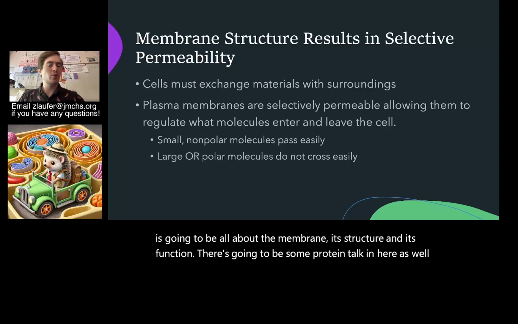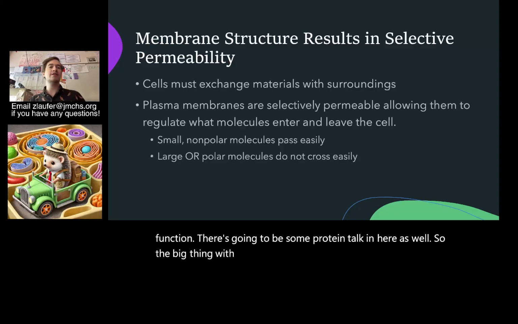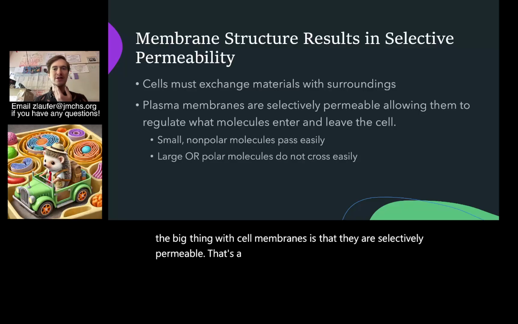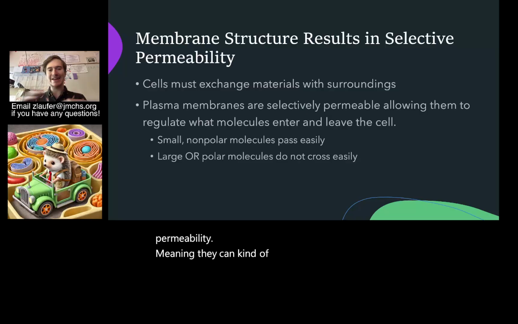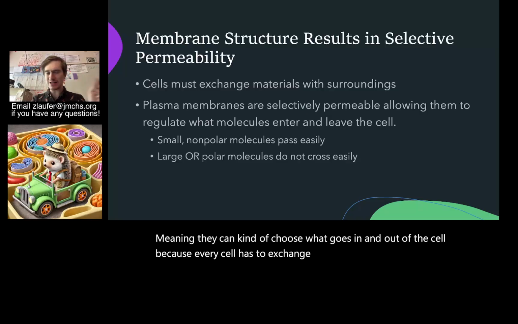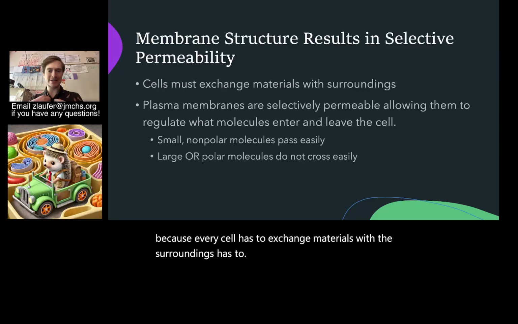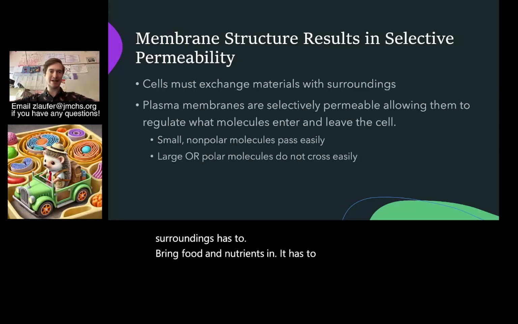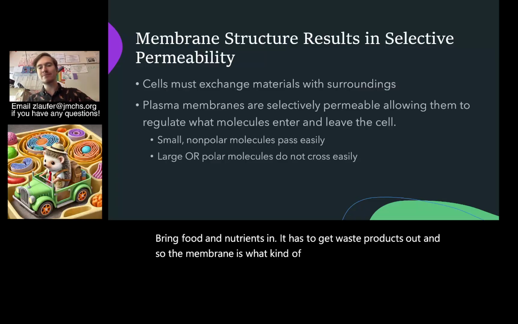So the big thing with cell membranes is that they are selectively permeable. That's a good vocab word to know, selective permeability, meaning they can kind of choose what goes in and out of the cell. Because every cell has to exchange materials with the surroundings, has to bring food and nutrients in, it has to get waste products out. And so the membrane is what allows them to do this.